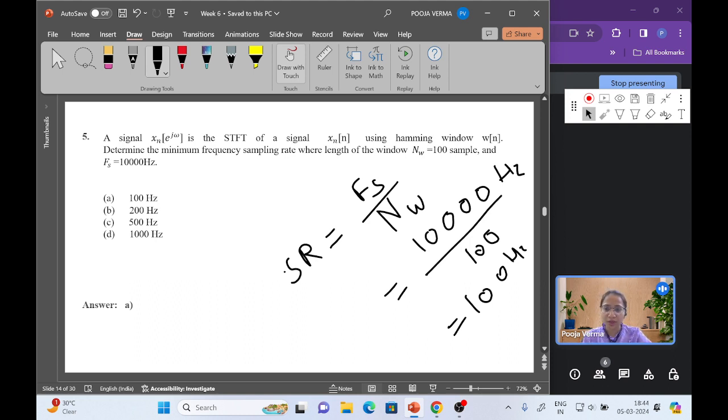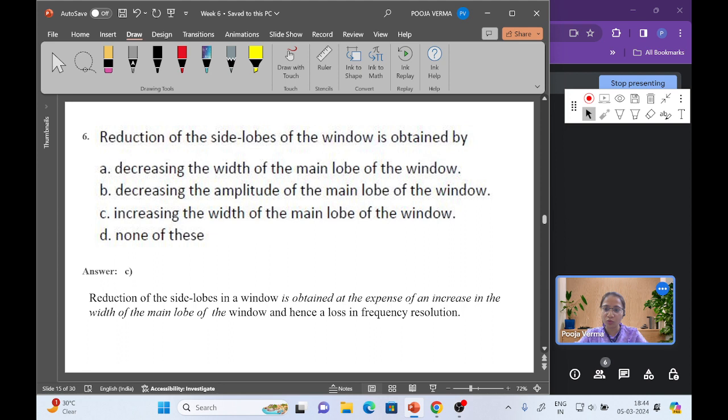So in order to find out the minimum sampling rate of any signal, the sampling rate is defined by the sampling frequency divided by the window length. So the correct option is A only, that is 100 hertz. Can we move to the next question? Have you got this question? Okay, moving to the next question.